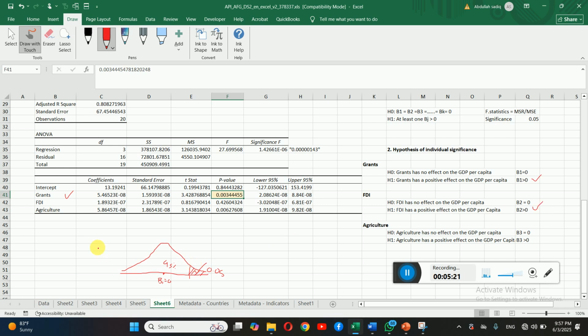Okay, now I'm explaining what is meant by the standard error. This is just remaining, dear students. Very much simple, dear students. What is standard error?